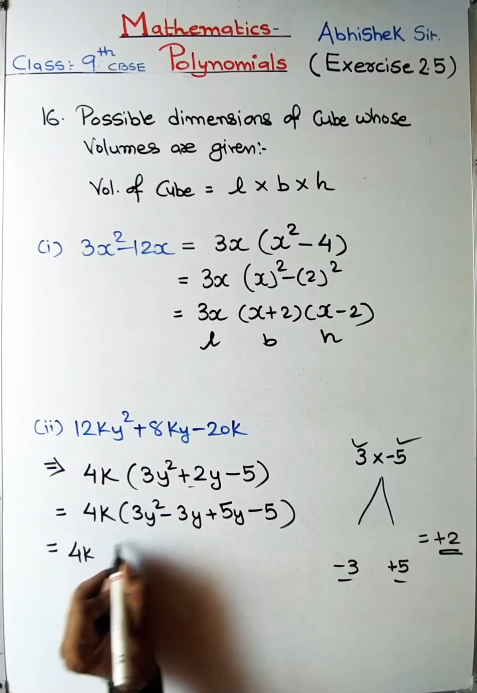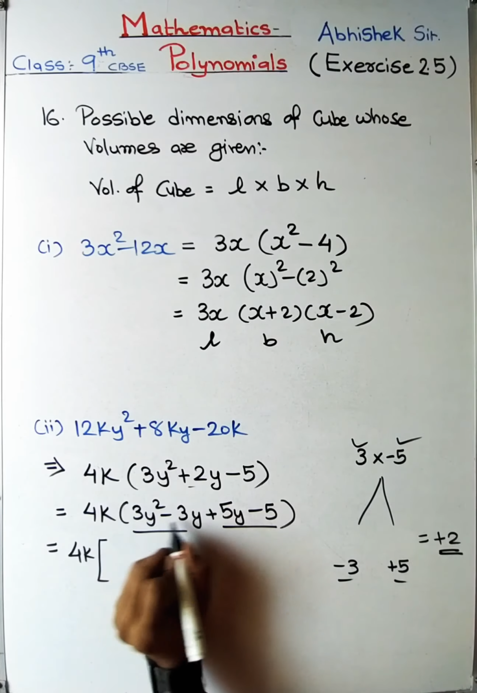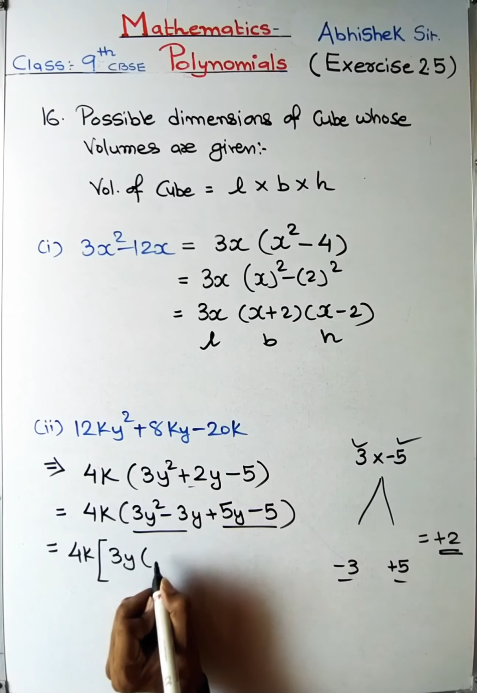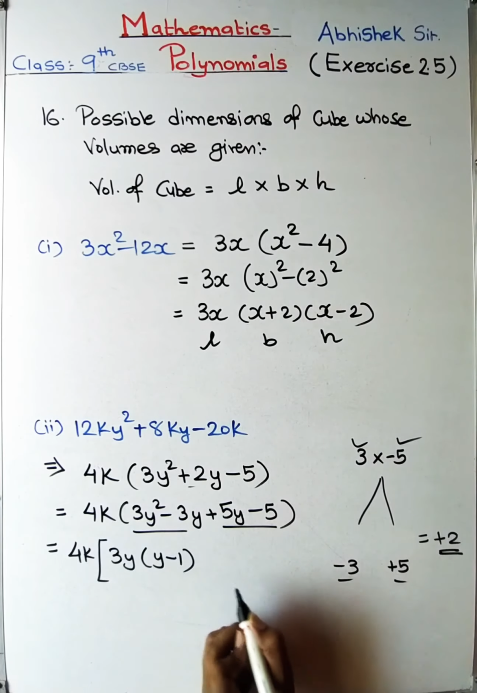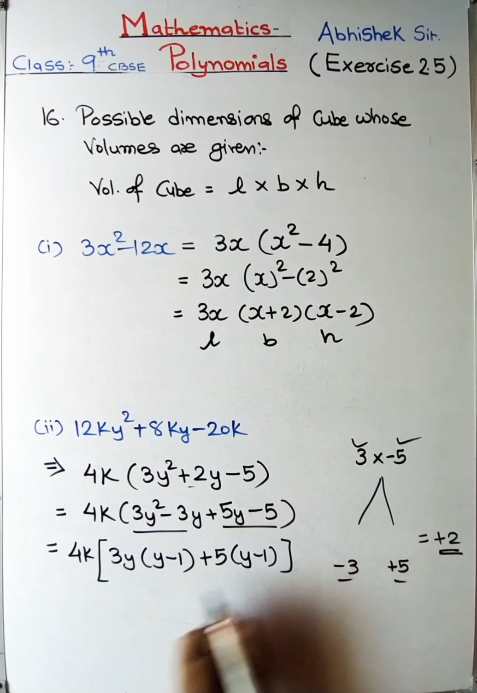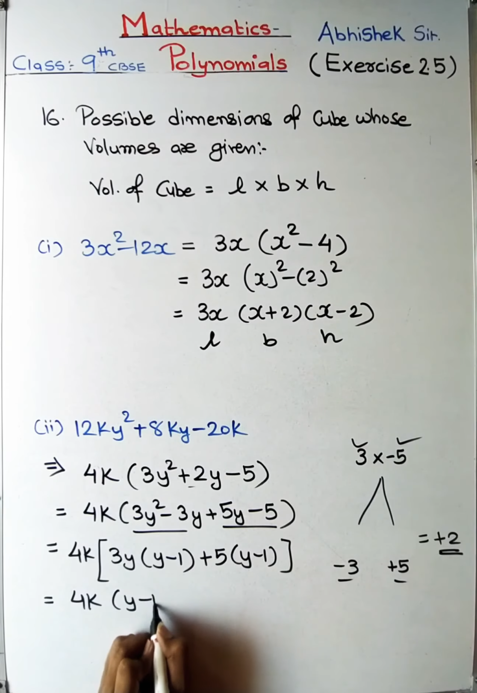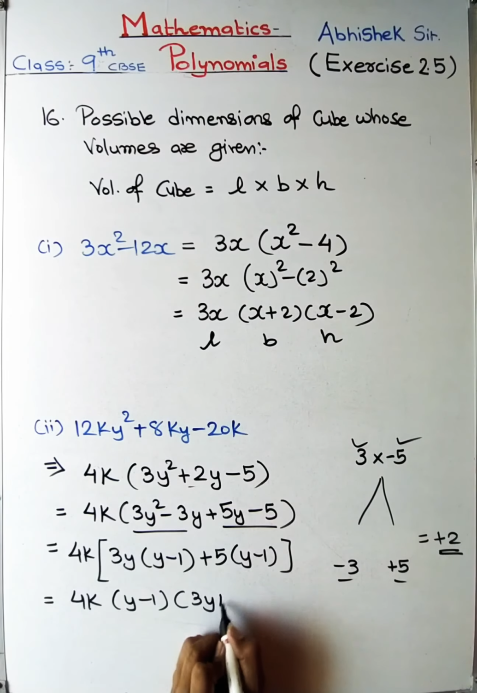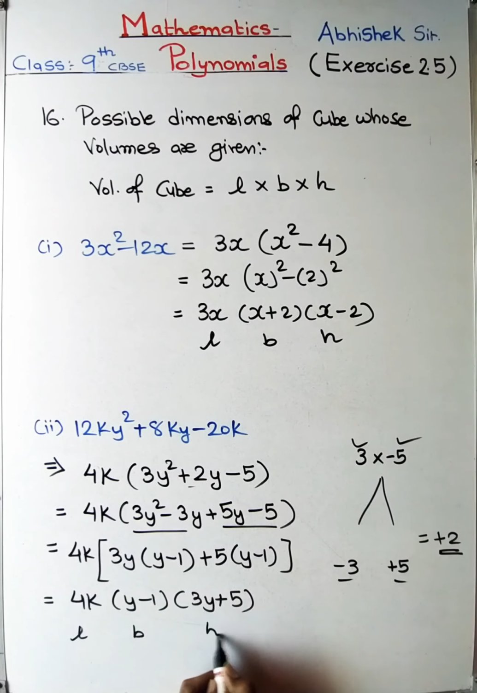4k repeated; in the first 2 and second 2 terms we have to take common. So 3y is common. If we leave this, we will get y minus 1 in the bracket, plus 5 common, y minus 1 in the bracket. So ultimately our answer comes out to be 4k, 3y plus 5 and y minus 1. Out of that, one is length, one is breadth, one is height.